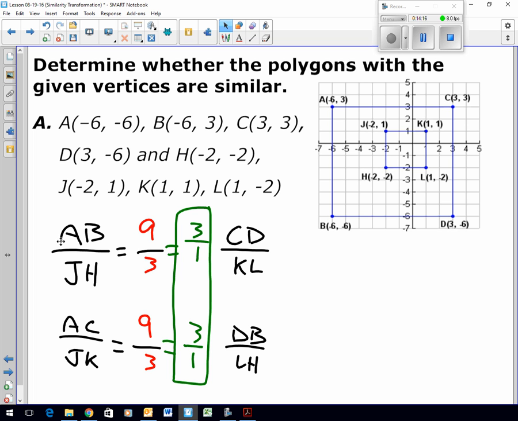Listen to my question carefully. If I started with JKLH, and that was my pre-image, that was my original figure, and then I got ACDB, okay? What scale factor did I use? How do you know? The similarity ratio will tell me what my scale factor is, right? Practically speaking, how do you know?